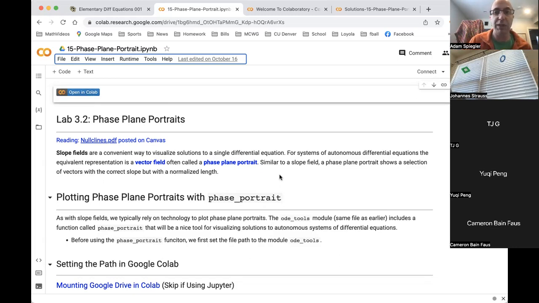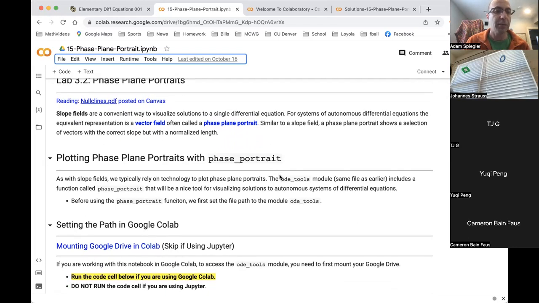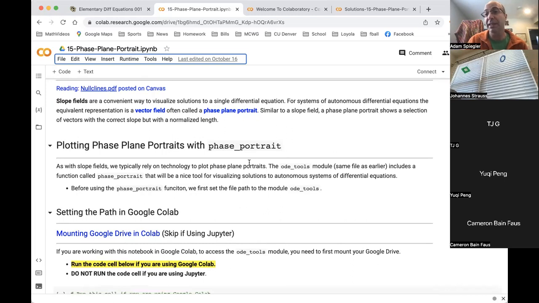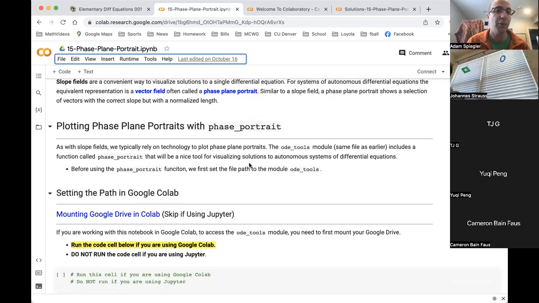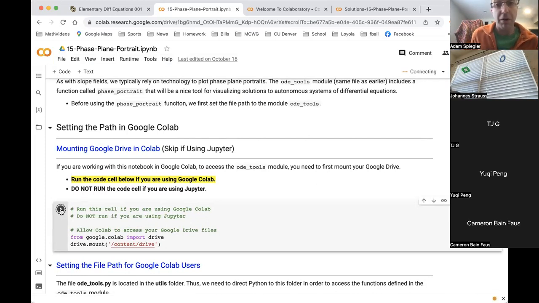To get started, I just want to walk through the process of creating what's called a phase portrait in Colab. This function, phase portrait, and another one that we're going to use in a second, are both located in the ODE tools module that you downloaded earlier this semester. So you don't need to re-download that file. These things should already be in there. All you'll need to do is set the file path to wherever you saved ODE tools. If you're working in Colab, we first want to mount our drive in our active session.